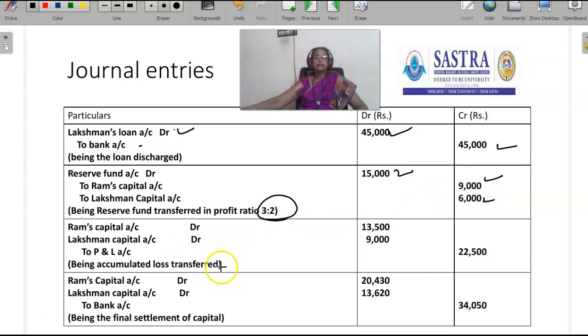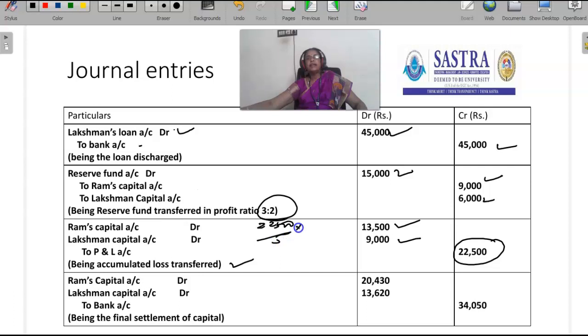Then the loss in the balance sheet. The P&L account is on the asset side, which is a loss, and that also has to be transferred to the partners' capital accounts. The accumulated loss in the balance sheet is 22,500. That has to be transferred to the capital accounts of the partners in the profit sharing ratio. So Ram's capital account is debited 13,500 and Lakshman's capital account is debited 9,000 rupees. So 22,500 divided by 5 into 3.